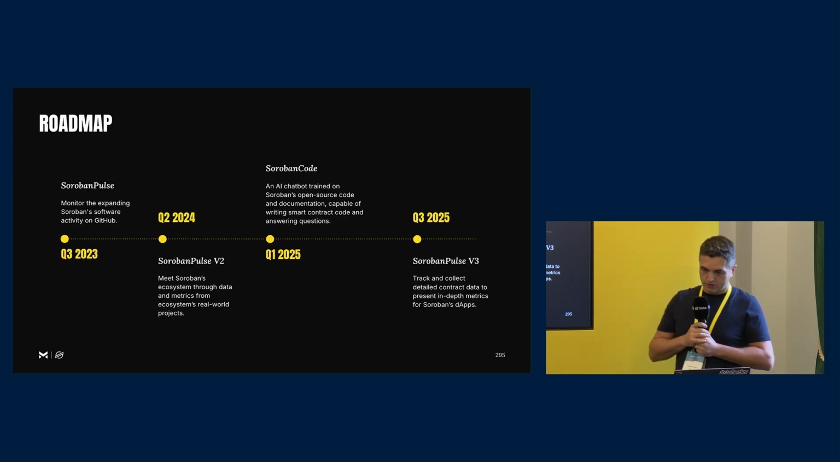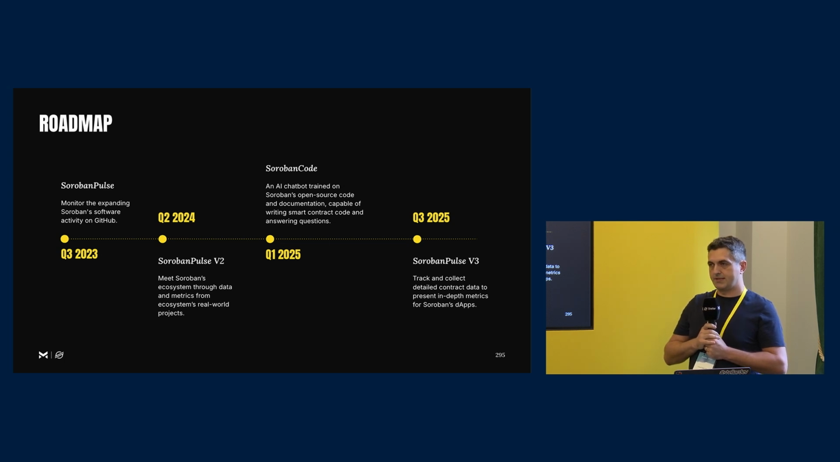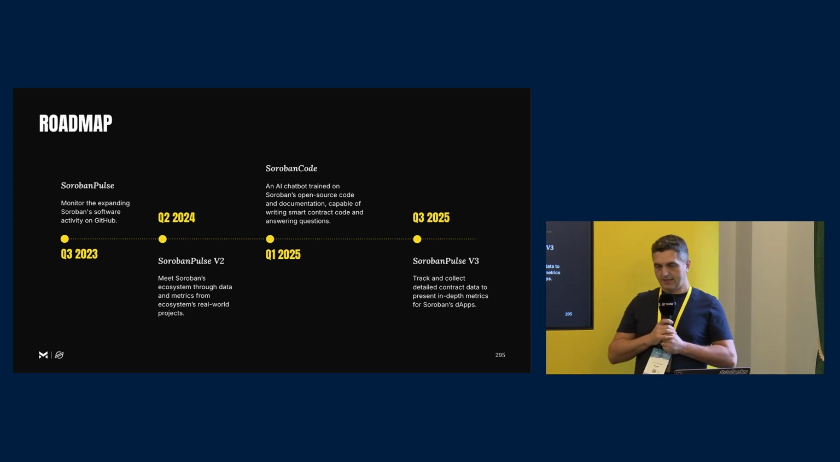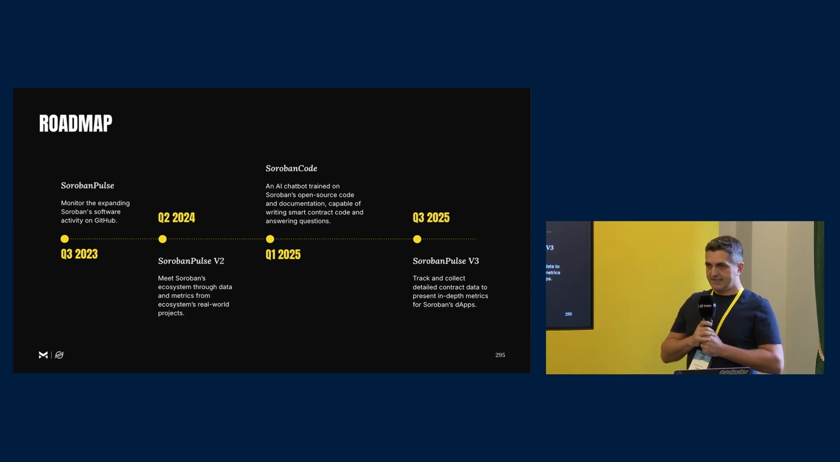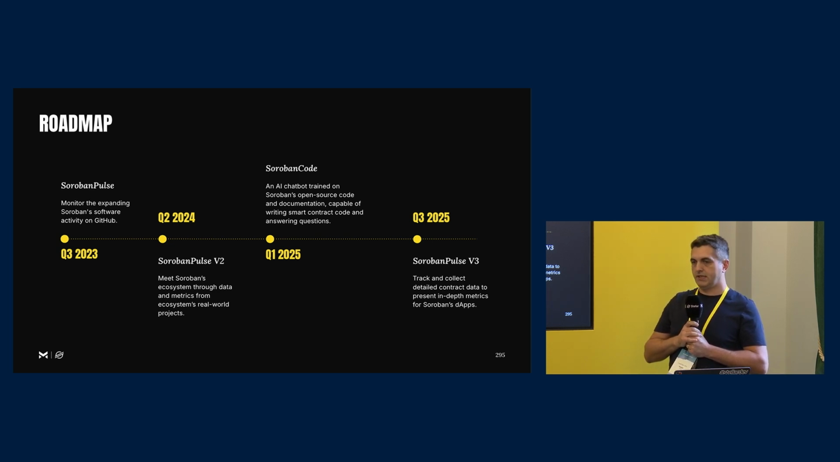Now let's talk about our roadmap. We released the first version of Soroban Pulse last year in Q3, and that included detailed GitHub metrics. This year in the second quarter, we released a more advanced version that included smart contract data and also project metrics.